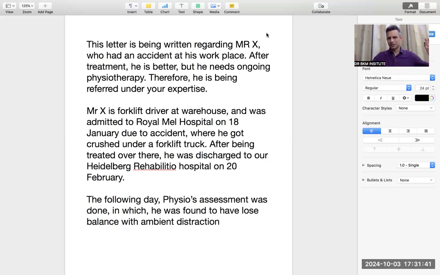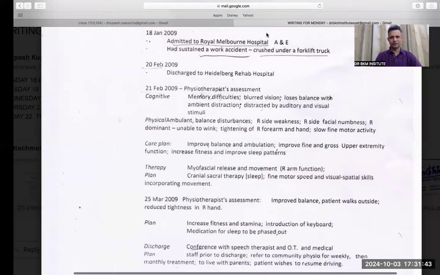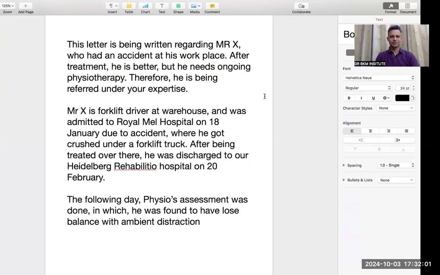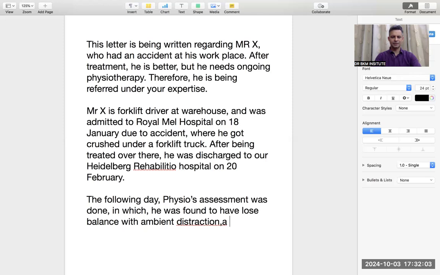Again, don't over-explain. So the patient was not stable, basically. That is what they want to say. And we have to control the word count as well. So don't overwrite. Balance disturbance, right side weakness. So these are the main points I would like to write. Even if I don't write the rest now, lost balance with distraction, then I don't have to worry. Now I will make it simple. He had balance disturbances.